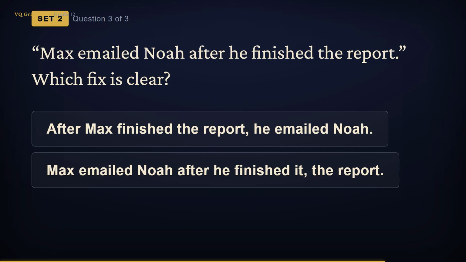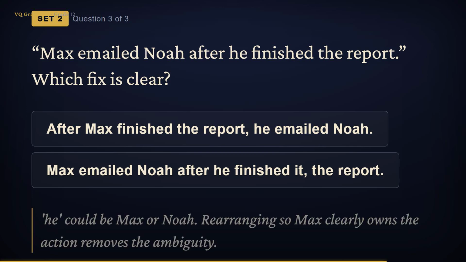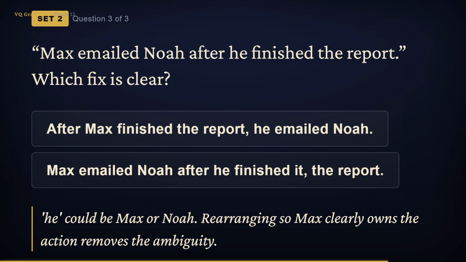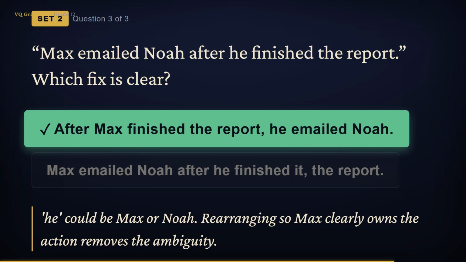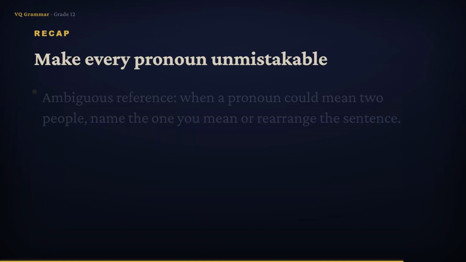Max emailed Noah after he finished the report. Who finished the report? Max or Noah? The pronoun he could be either, so it's ambiguous. Rearranging the sentence makes the doer clear. After Max finished the report, he emailed Noah. Now he can only mean Max, and the sentence reads cleanly.